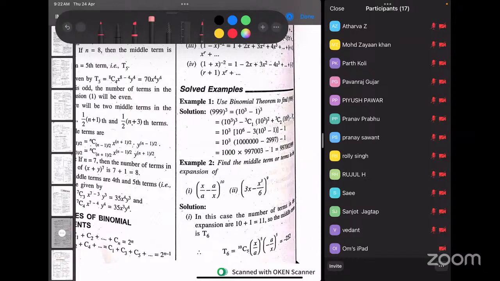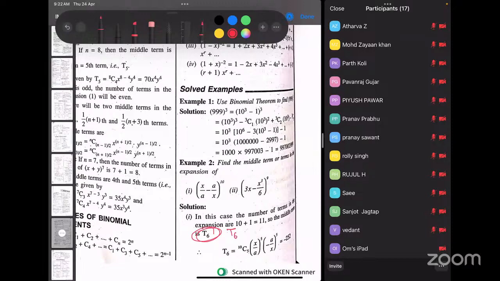Next question is important. Find the middle term or the terms in the expansion of (x/a - a/x) raised to power 10. Since here the value of n is 10, which is even, the number of terms will be 11, odd, so the middle term will be (11 plus 1) by 2, that is 12 by 2, that is 6. So I have to find out T6.